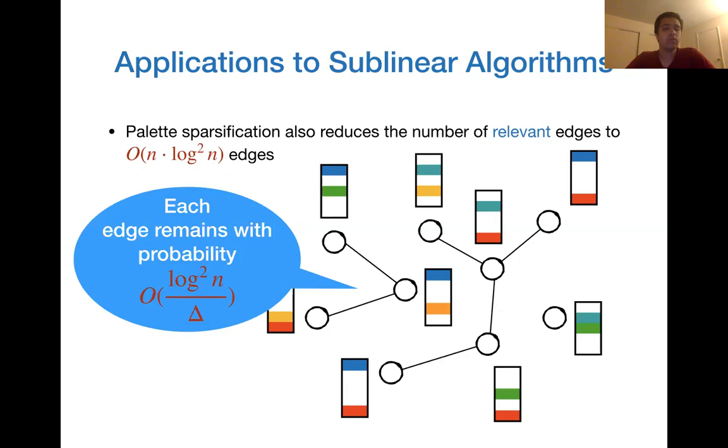And when you multiply this with the total number of edges, which is at most n delta, we get that the total number of edges in this graph after doing this palette sparsification, with high probability, is just roughly n, basically n times log square of n.